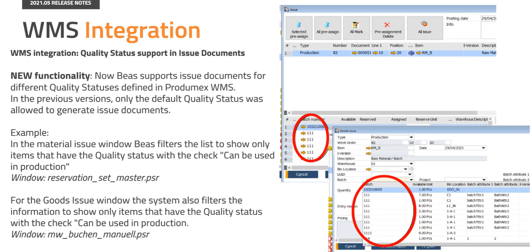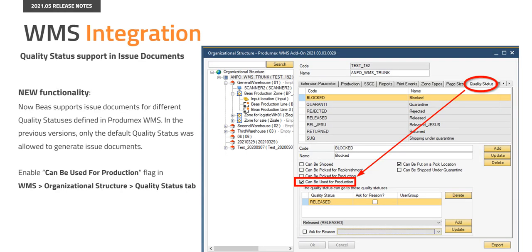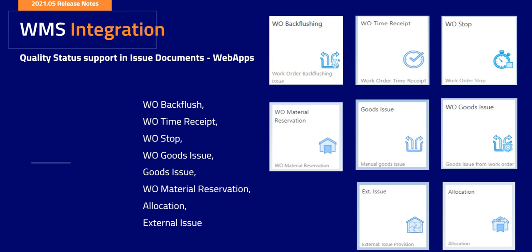Now Beas supports issue documents for different quality statuses defined in Protomax WMS. In the previous versions, only the default quality status defined in the Organization Structure Production tab was allowed to generate issue documents. But from this version on, you can define quality status directly from the Quality Status tab and by enabling the Can Be Used for Production flag. The web apps where the information is filtered by the correct WMS quality status are the following.